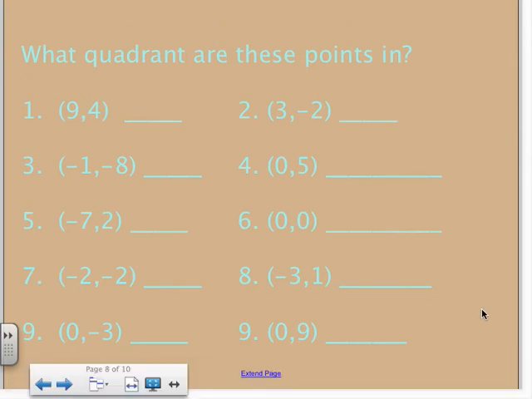All right, starting with the first one, they're both positive, 9, 4, so this would be in the first quadrant. Next one, positive 3, -2. That would take us down into the fourth quadrant. -1, -8 is the third quadrant.